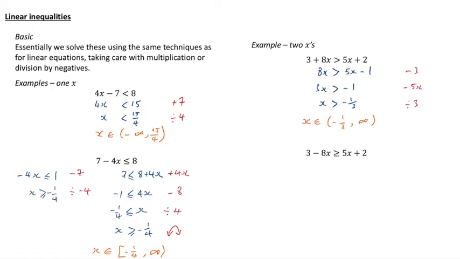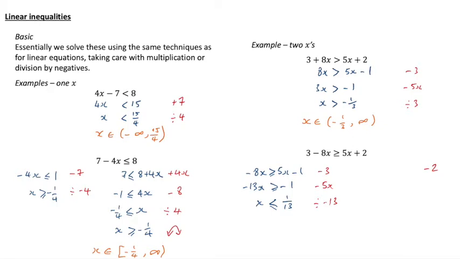Finally, for this page we've got 3 minus 8x is greater than or equal to 5x plus 2. So this is another one where we've got alternative ways of doing it. First of all, we'll go for the straightforward, so we subtract 3 from both sides, so we have minus 8x is greater than or equal to 5x minus 1. We then take away 5x, so we have minus 13x is greater than or equal to minus 1, and then we divide by minus 13, which means we have to swap the inequality around because we're dividing by a negative. So that gives us x is less than or equal to 1 over 13.